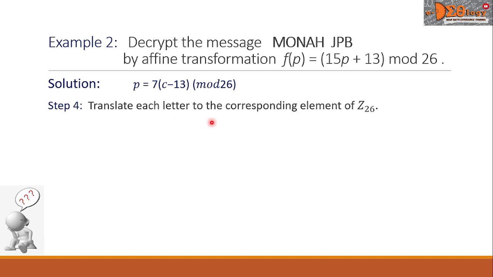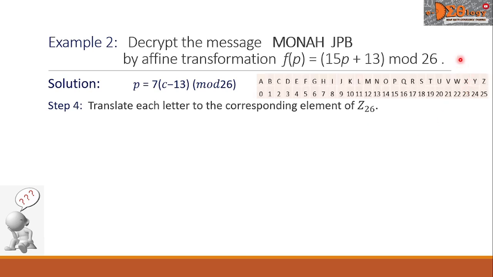Now let's go to step 4. Translate each letter to the corresponding element of Z sub 26. We're going to use our alphanumeric table. The message is given as this. Now, the corresponding numbers for each of the letters are here. 12 for M, 14 for O, 13 for N, 0 for A, 7 for H, 9 for J, 15 for P, 1 for B.